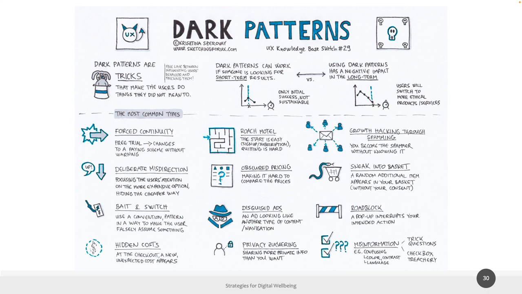Okay, this is a picture that summarizes dark patterns and examples of dark patterns. So to summarize, dark patterns are tricks that make the users do things they did not mean to. Dark patterns can work in the short term, especially from the perspective of tech companies. However, there is this trade-off because obviously using dark patterns may have a negative impact for users, but also typically for tech companies in the long term, because users will switch to more ethical products and services in the end. So there is also this trade-off that researchers are trying to bring out. And these again are some examples of dark patterns that we have already seen in the website.